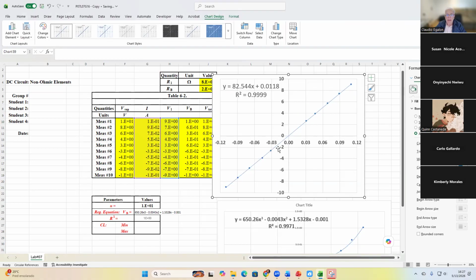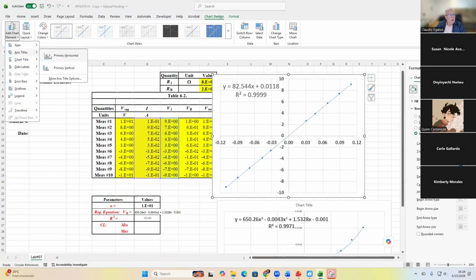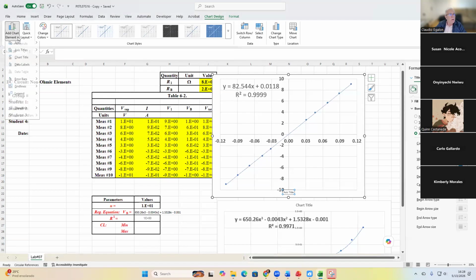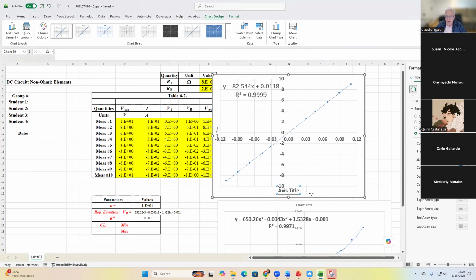So we want to put the labels in the axis. Add chart element. We must have chart design here to add the chart element. Add axis title. Primary horizontal. Primary vertical. And we are going also to use a larger font size. In this case, I want to use font size 20, and we are going to use boldface. The x-axis is going to be the current. Write down I, between parentheses, the unit for ampere.